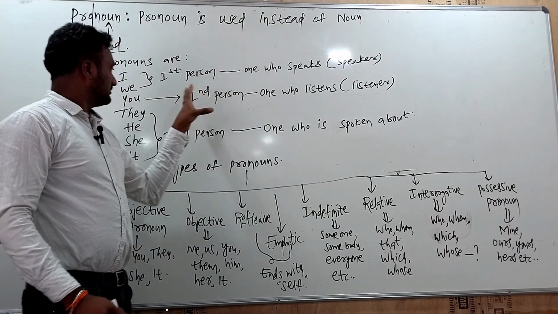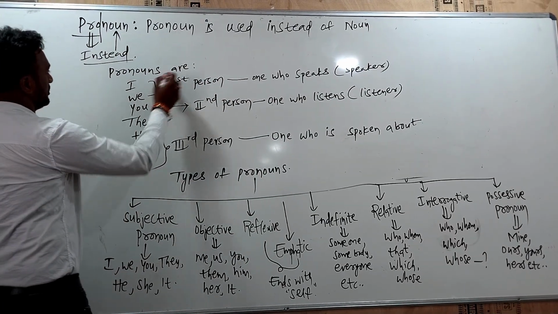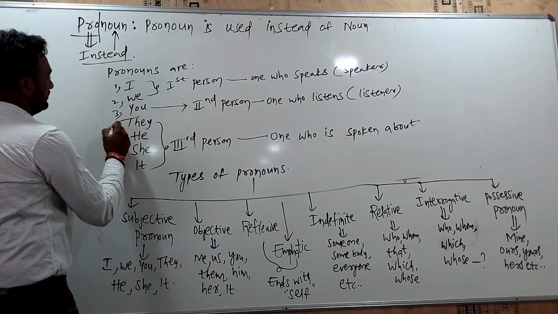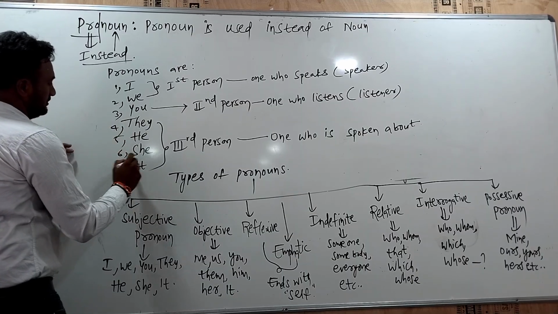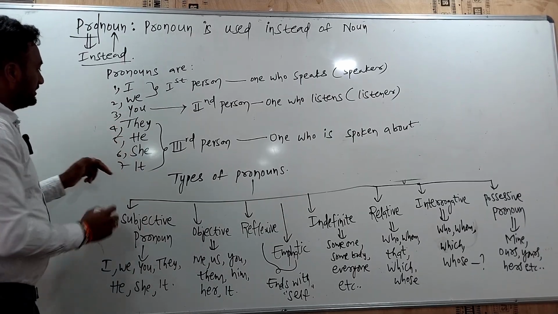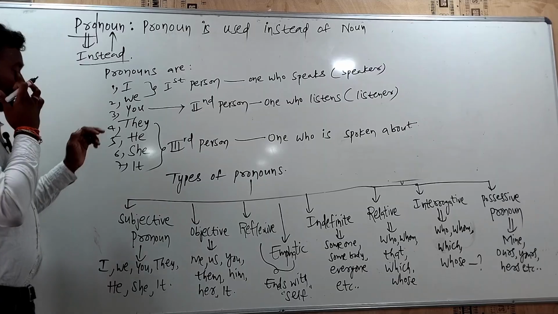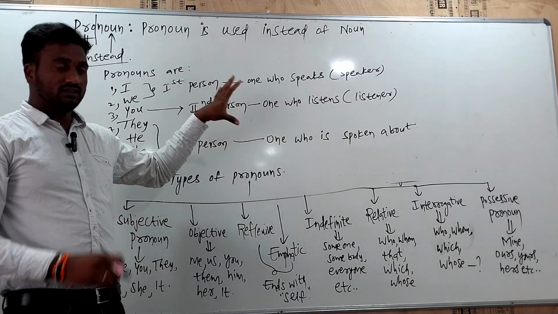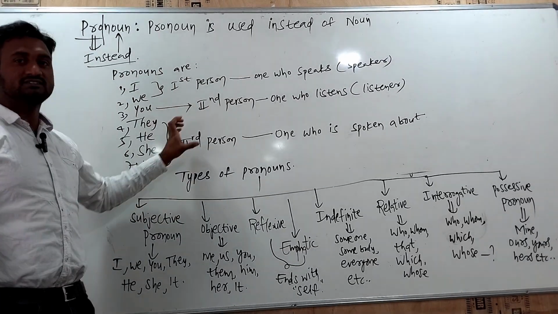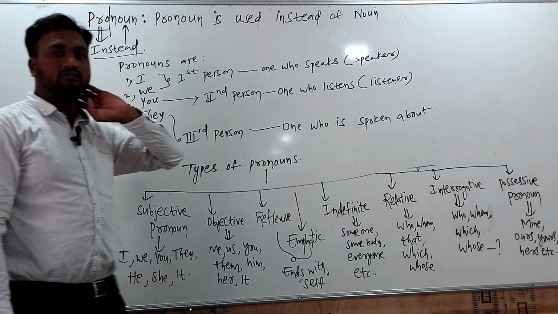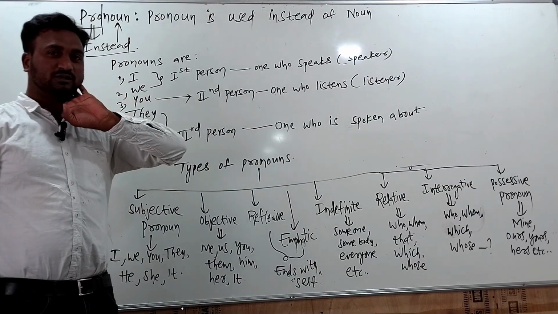Pronouns in the English language are seven. What are they? I, we, you, they, he, she, it. Again, they are segregated into first person, second person and third person. You might have heard these words: first person, second person, third person.